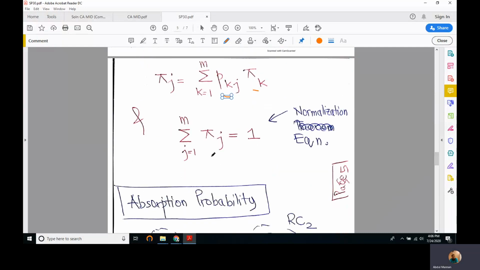And we know that pi is the long-term probabilities for all states in the state space. The sum of them is 1, and we call it the normalization equation.